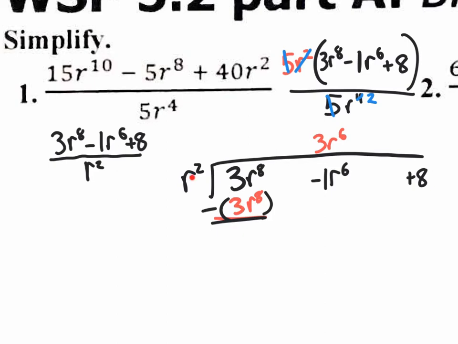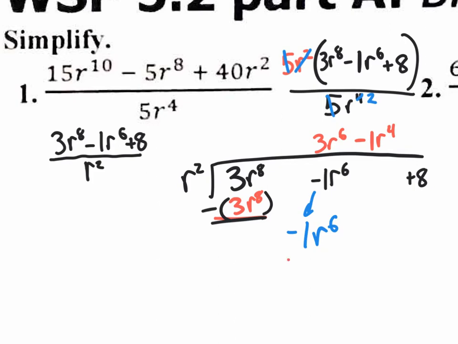But since we were dividing by one single term, when we multiply, you didn't distribute, you end up with one term down here. So 3r to the 8th, take away 3r to the 8th, that's 0. And then you take your next term and you bring it down, so that's a minus 1r to the 6th. Now the question is, r to the second times what will get us that exact negative 1r to the 6th? Well, that would be a negative 1r to the 4th, right? Negative 1r to the 4th times r squared will give you a negative 1r to the 6th.